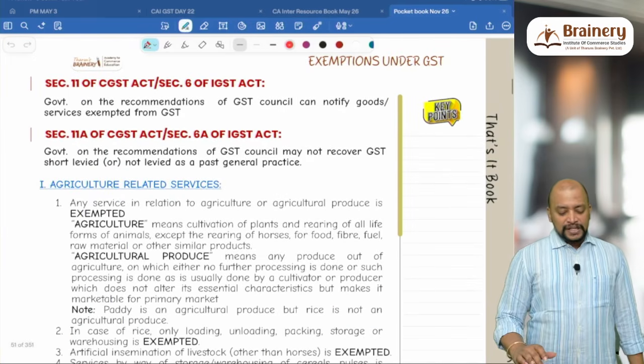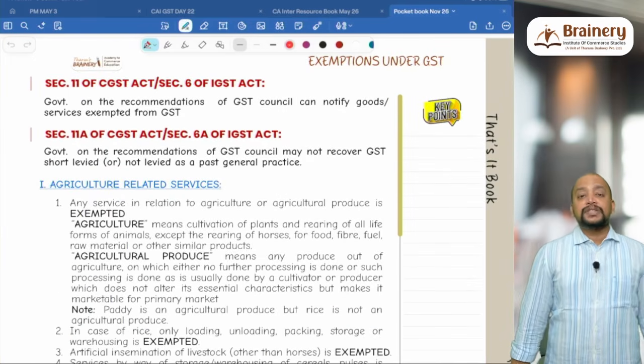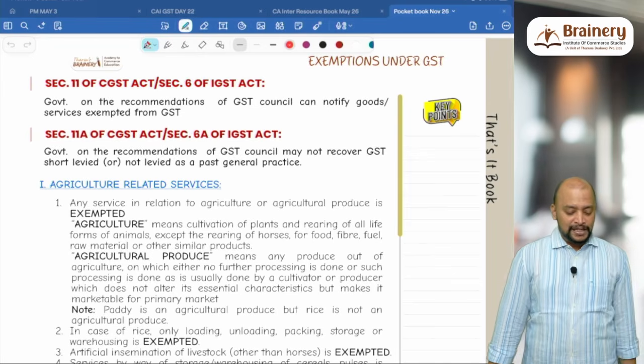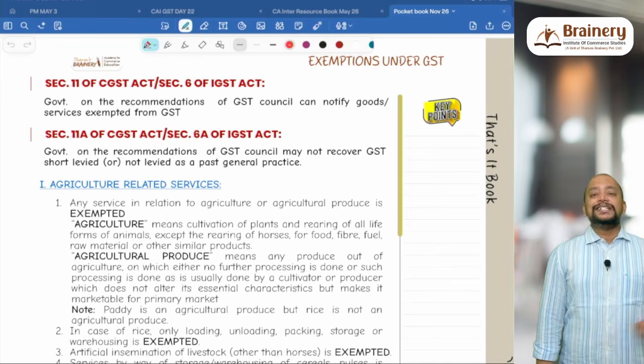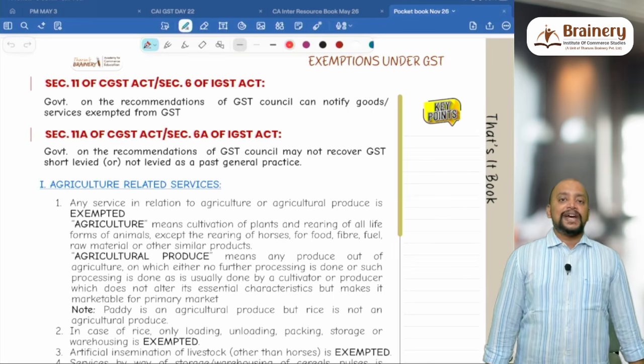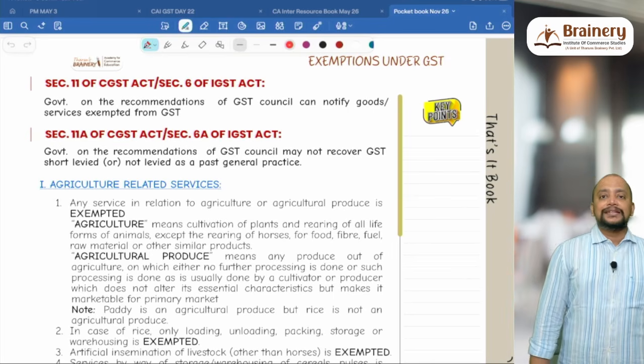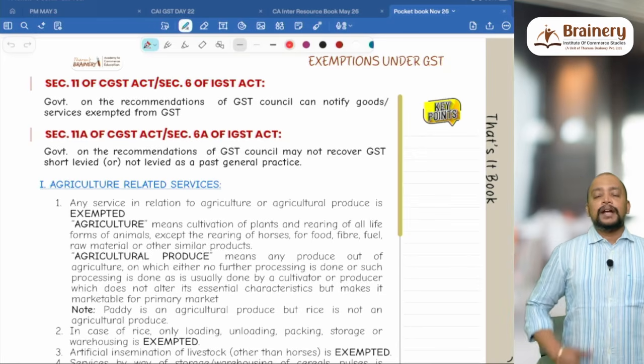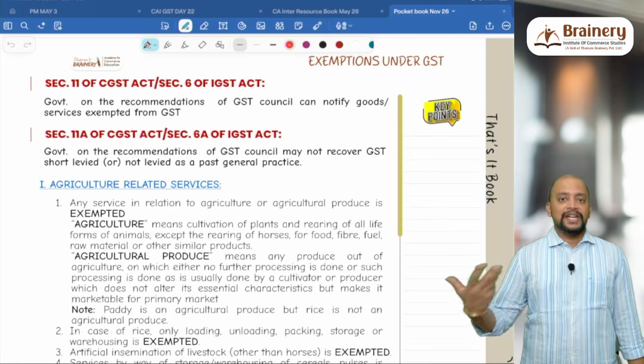In exemptions, only exemption with respect to services is in the syllabus, but exemption with respect to goods we don't have in the syllabus. So section 11 of the CGST Act, also section 6 of the IGST Act. The power to grant exemption is with the government, on the recommendations of the Council, from time to time, and it can come out with notifications giving exemptions.